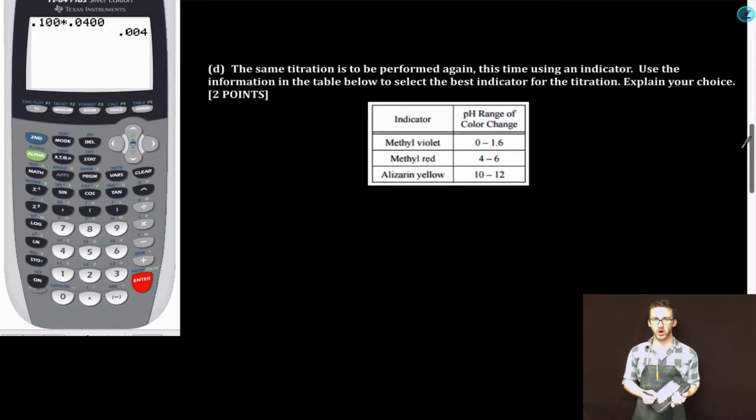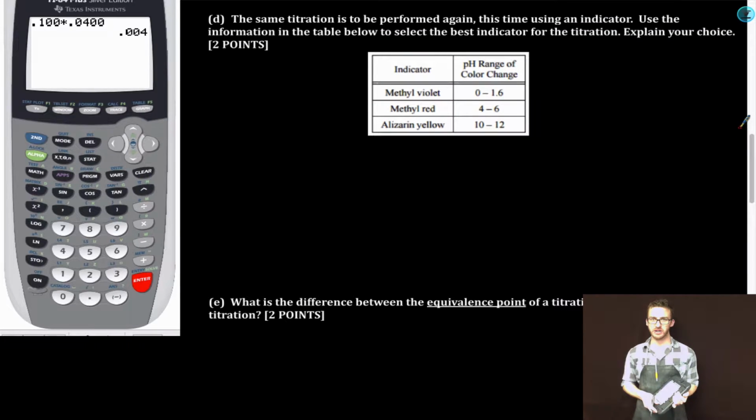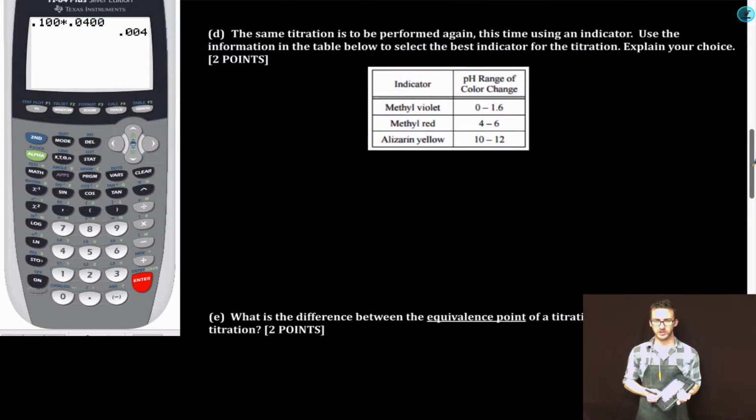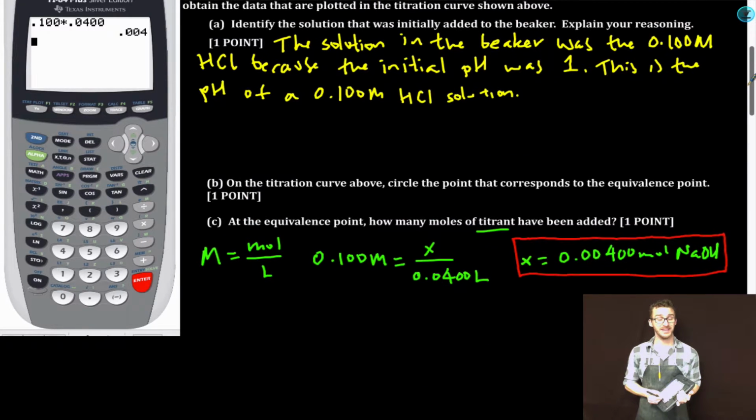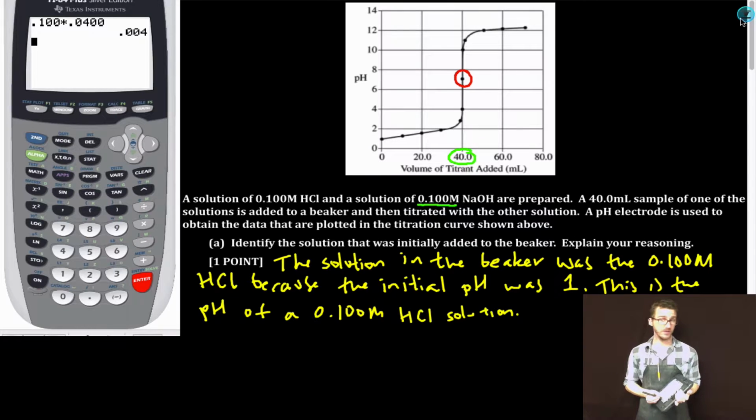Moving along to part D. The same titration is to be performed again, this time using an indicator. No pH probes allowed. Use the information in the table below to select the best indicator for the titration. Explain your choice. Alright, to answer this question, you want to think about what is the pH at the equivalence point. And we've decided that it's pH of 7.